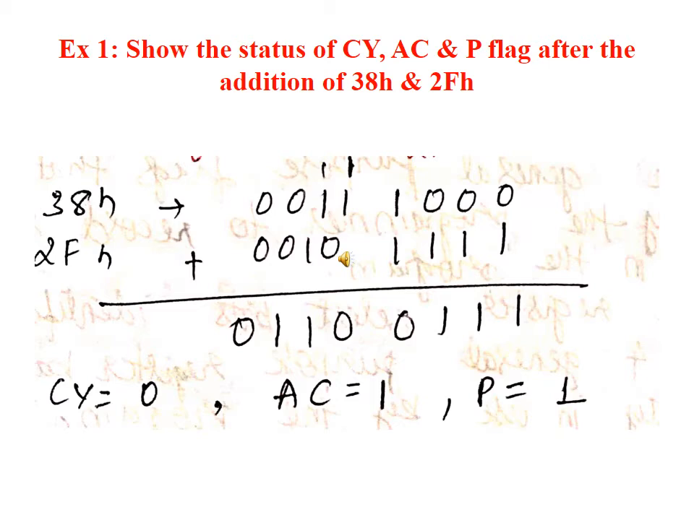So next is the parity flag. You need to check the number of ones. Here, how many ones do you have? You have 5 ones, which is an odd number. So the parity flag will be set to logic 1.